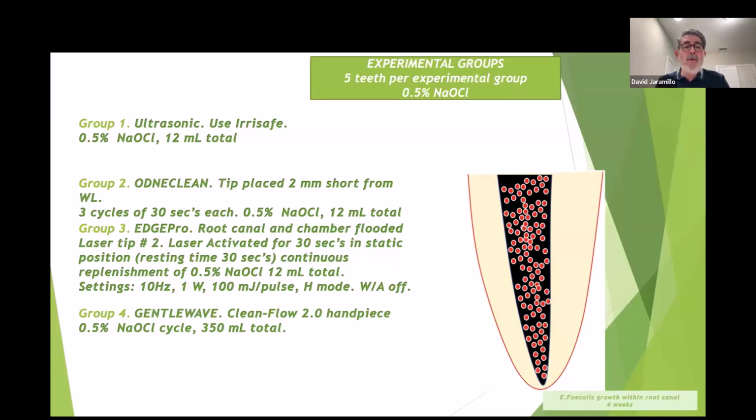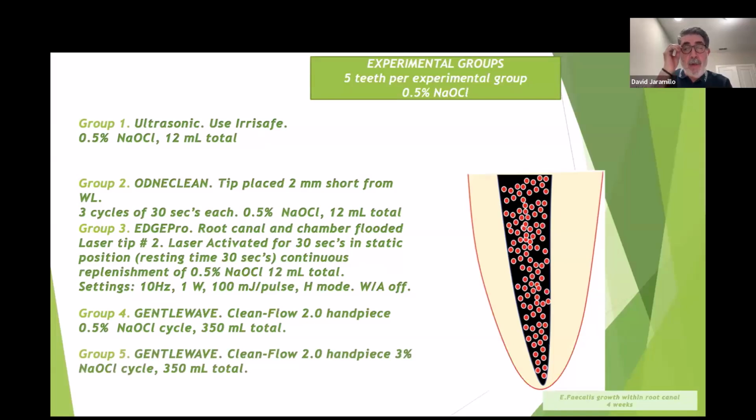And on group 4, we use GentleWave 0.5% and 3%. But because in the other groups we use 0.5%, we stick with the 0.5%. And we added a fifth group with 3% of GentleWave.